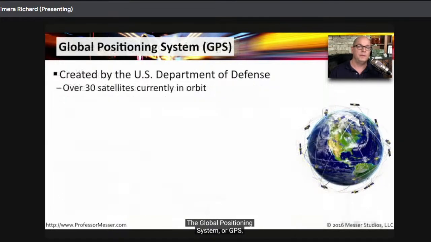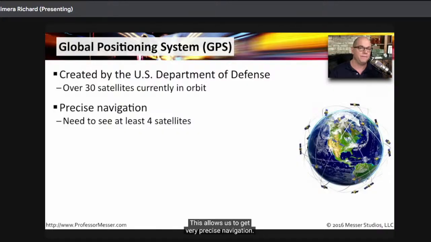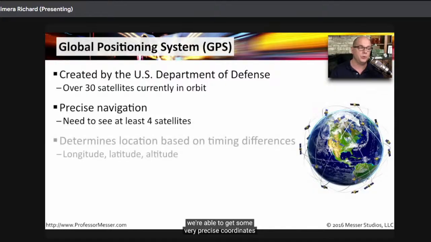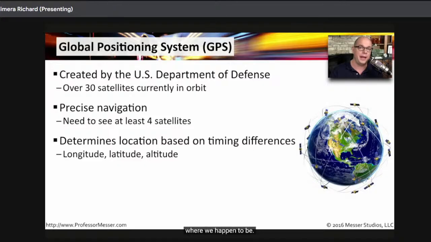The Global Positioning System, or GPS, was created by the U.S. Department of Defense, and it consists of over 30 satellites that are orbiting the Earth. This allows us to get very precise navigation. As long as we can see 4 of these satellites, we're able to get some very precise coordinates of our longitude, our latitude, and the altitude where we happen to be.